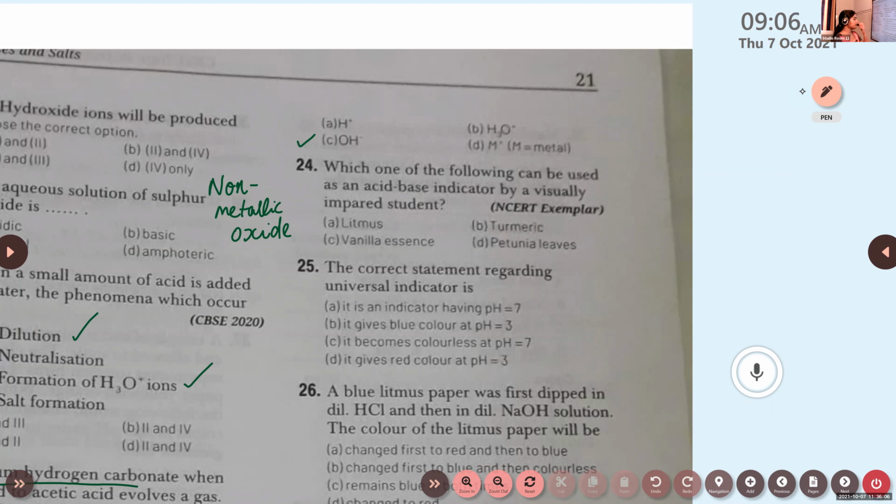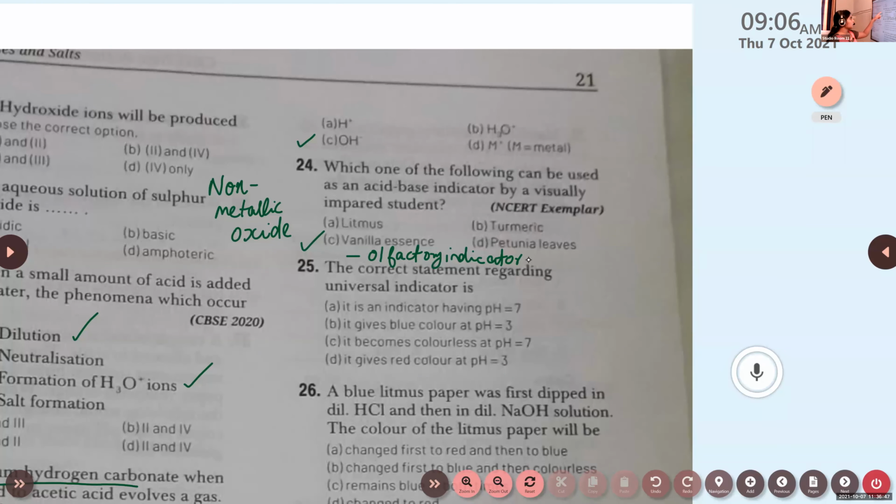Adil, can you tell me? Vanilla essence. Very good. What's the reason? Which type of indicator is this vanilla essence? Odor changes. Yeah, what's the name for that? That is a specific name, right? Very good. Olfactory indicator. What's the speciality of this olfactory indicator? They will show change in odor in different medium. In acidic medium, they show a particular smell, and in basic medium, they show a particular smell.